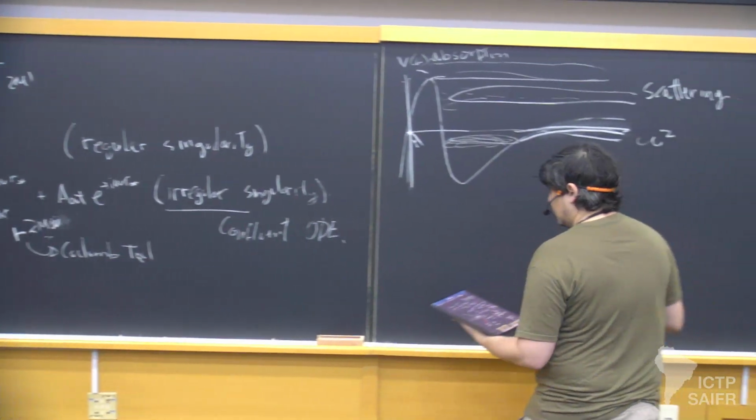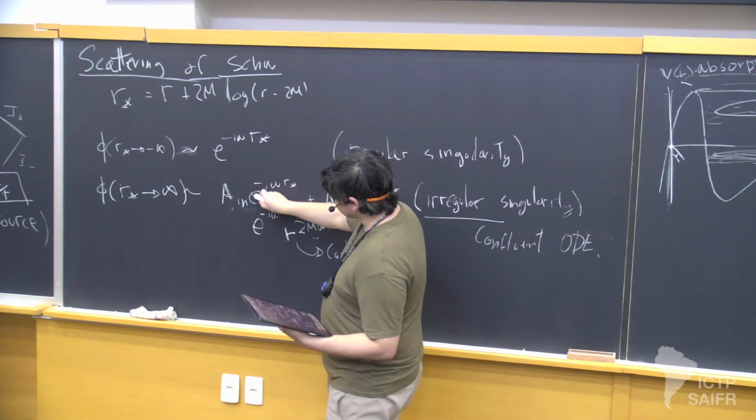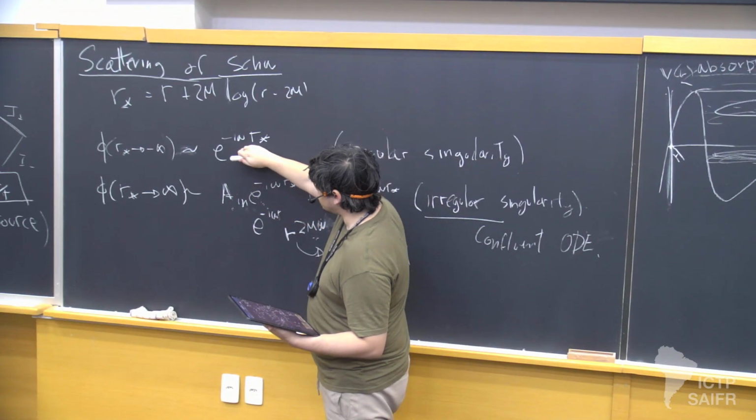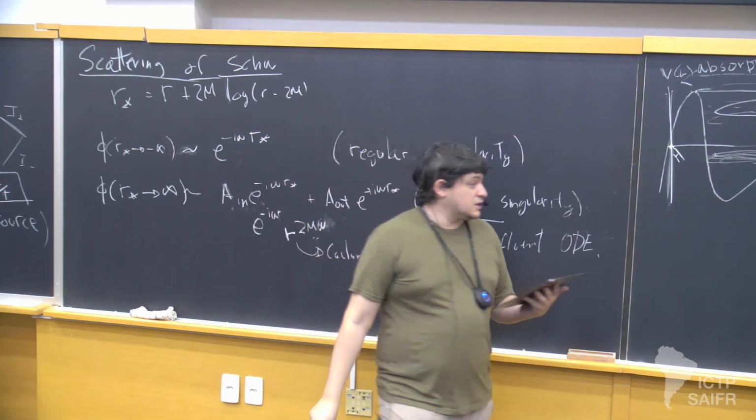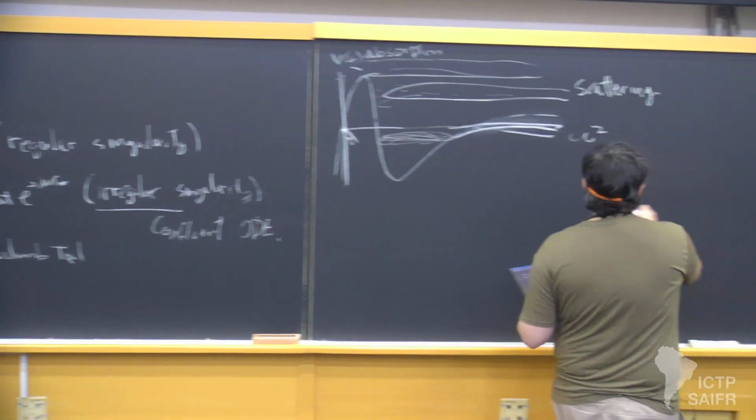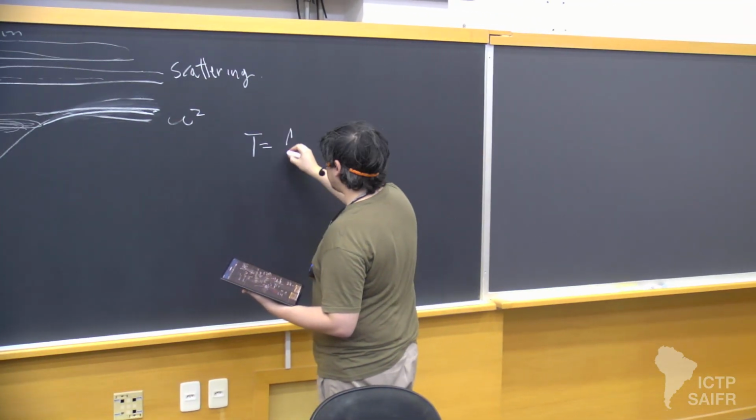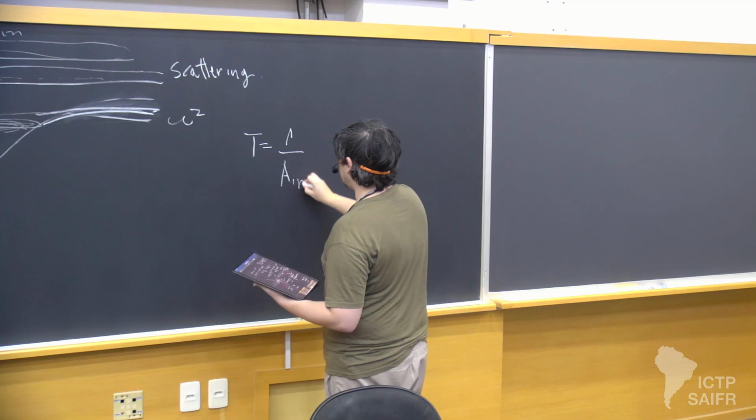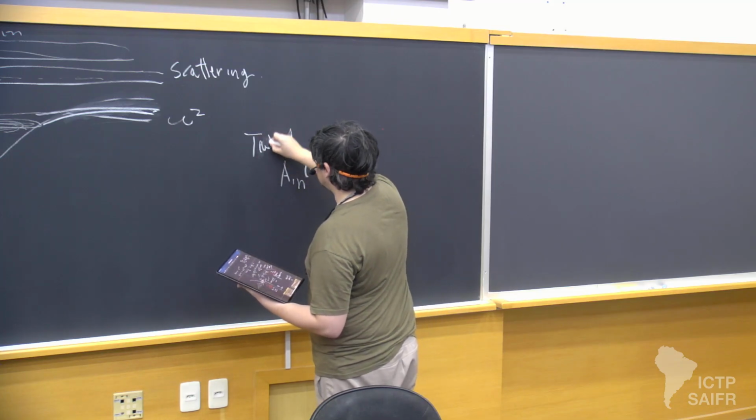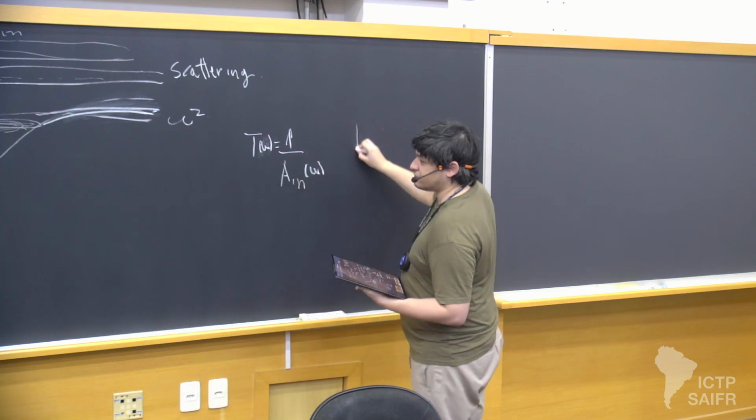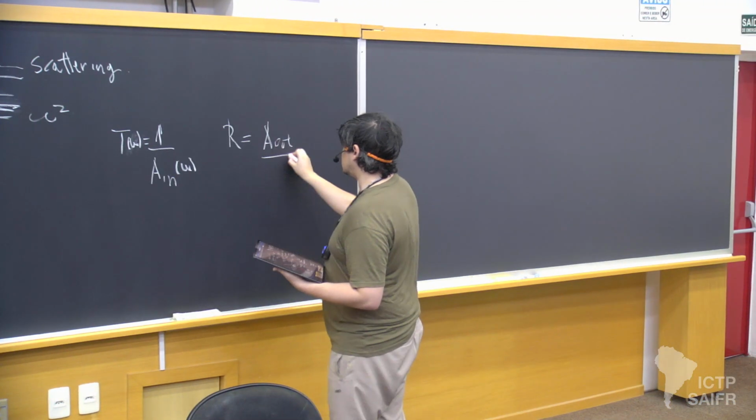If I define it in terms of these functions, I can see that there is part of the function that goes into the horizon. When I throw something in, part of the function goes in, and we say it's transmitted. So we define a transmission coefficient. Here I'm working in omega space. And then I have a reflection coefficient, which is A out over A in.